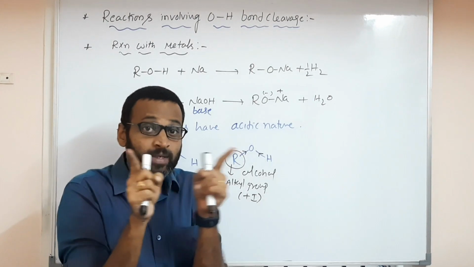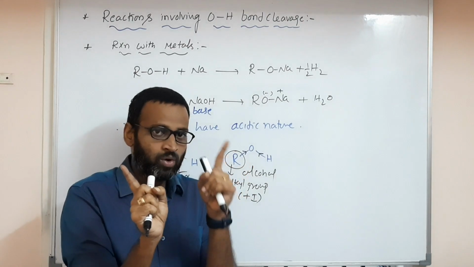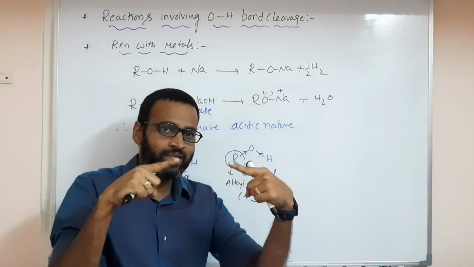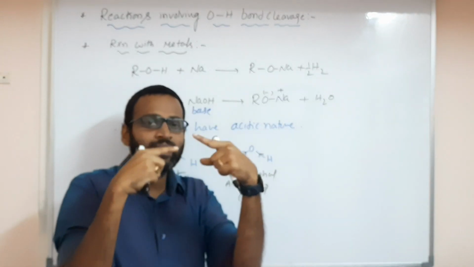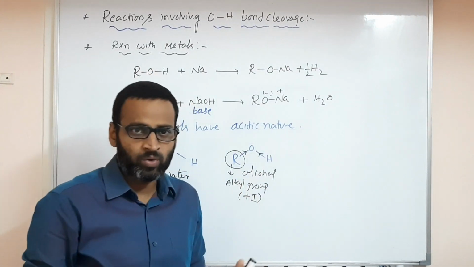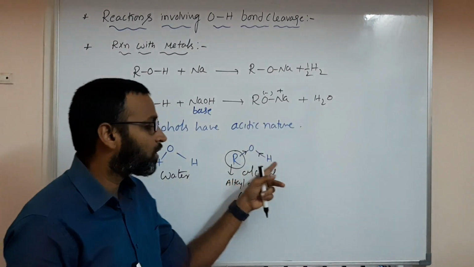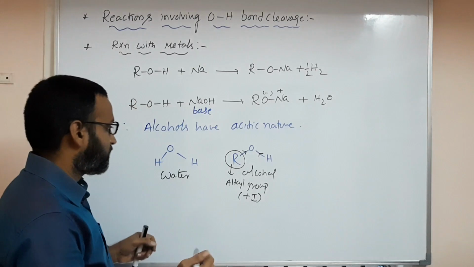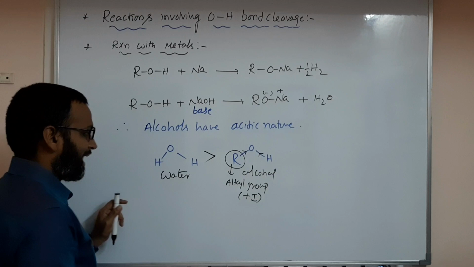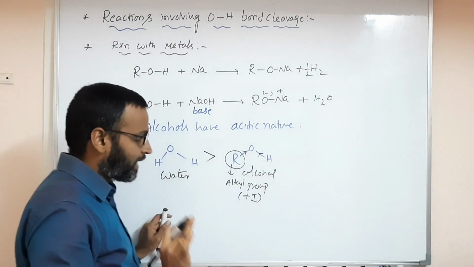Certainly repulsions take place between these electrons and these electrons. Electrons between R and O, and electrons between O and H are moving towards oxygen. Certainly on oxygen, electron density increases, and repulsions increase more. So due to repulsions, the molecule becomes unstable. So hydrogen cannot come off easily. So what I am saying here, due to the donating nature of this alkyl group, water is more acidic than alcohol.